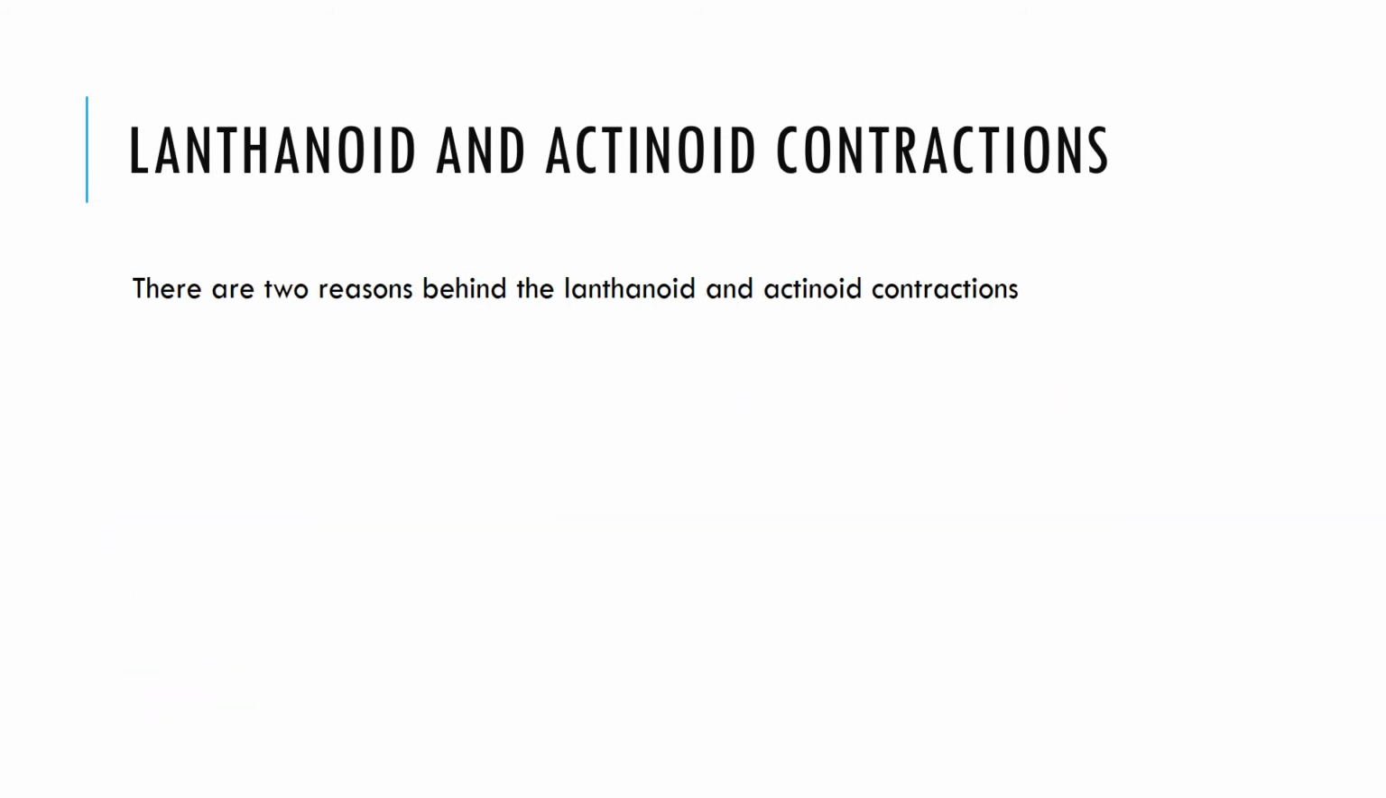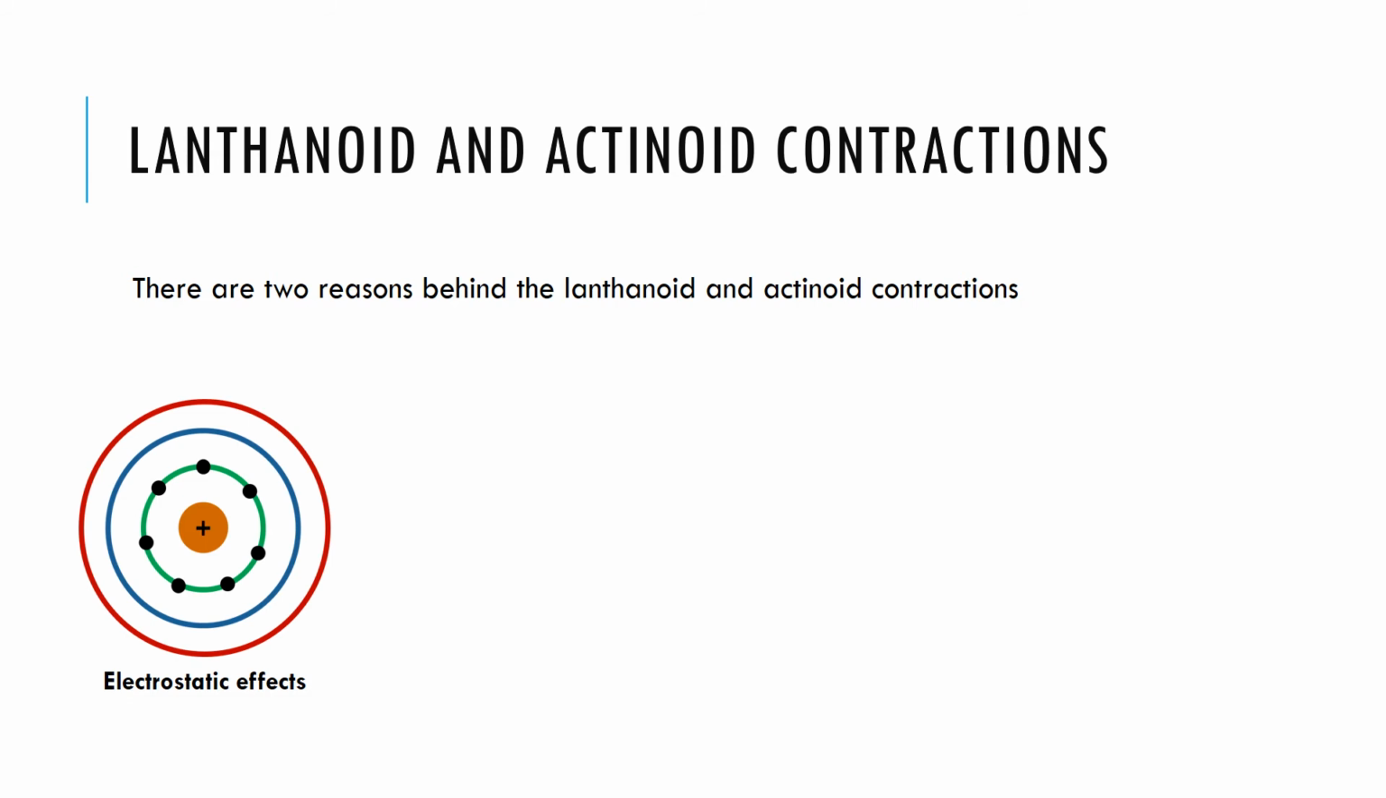And the reason for that is that it's not just a simple electrostatic effect causing this contraction. We know that as we cross the periodic table, we are increasing proton number. Our 4f orbitals are poor at shielding. Therefore, as we increase the proton number, the effective nuclear charge increases and the metallic and ionic radii decrease.